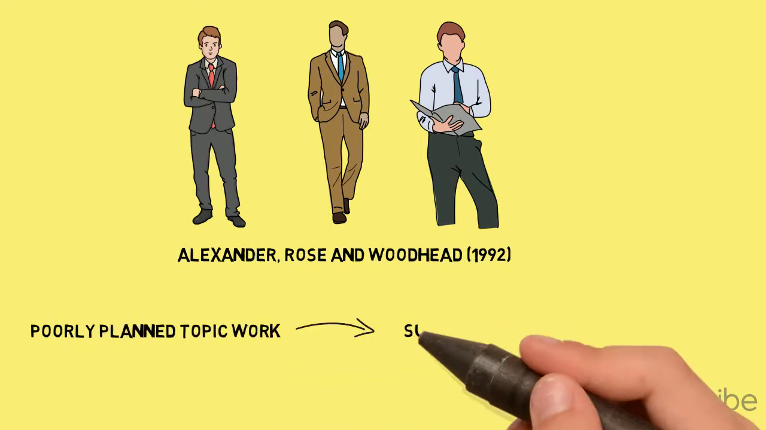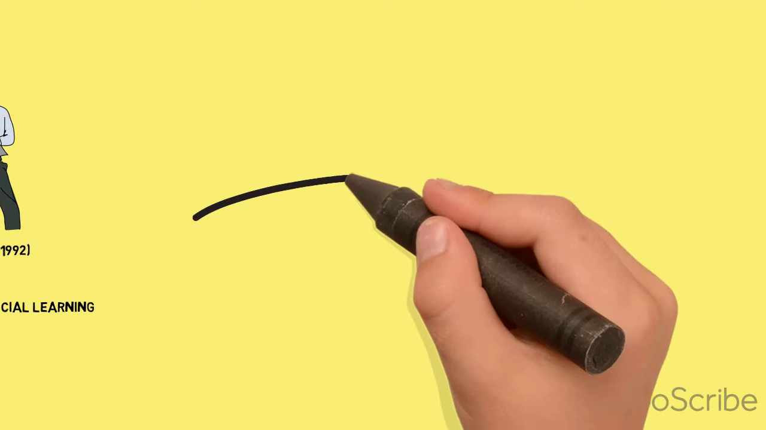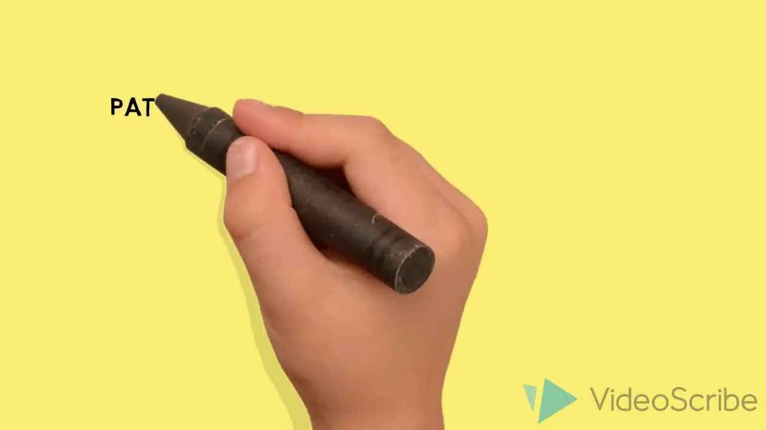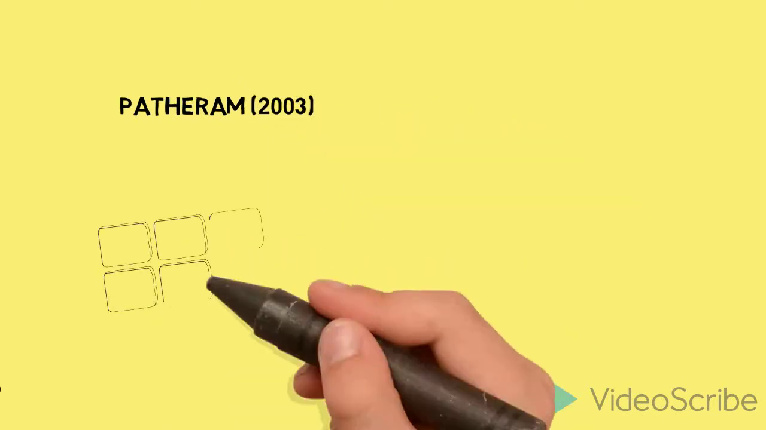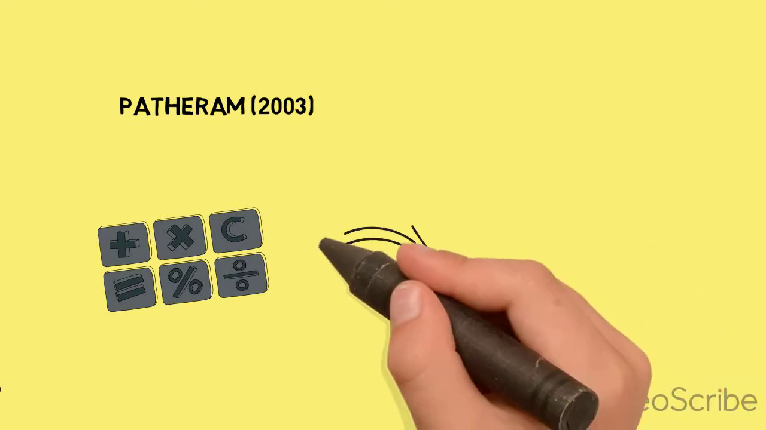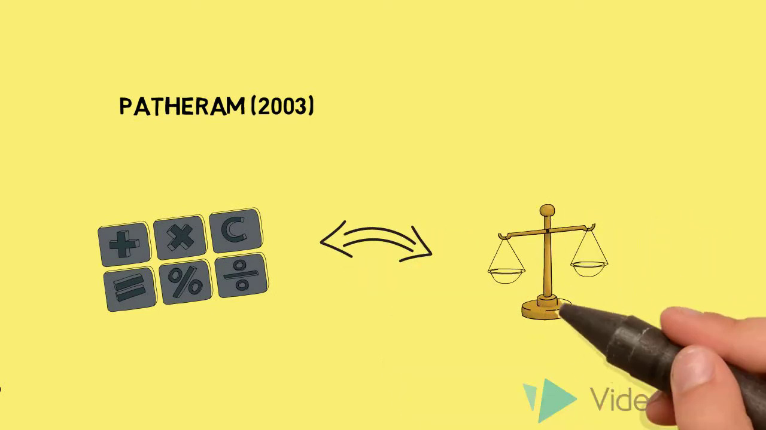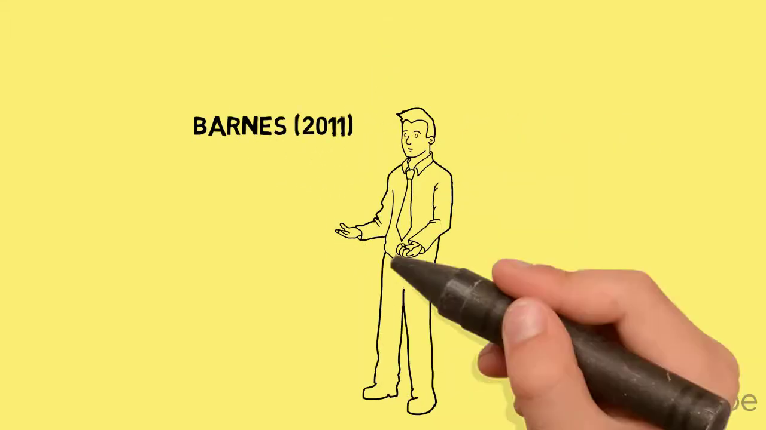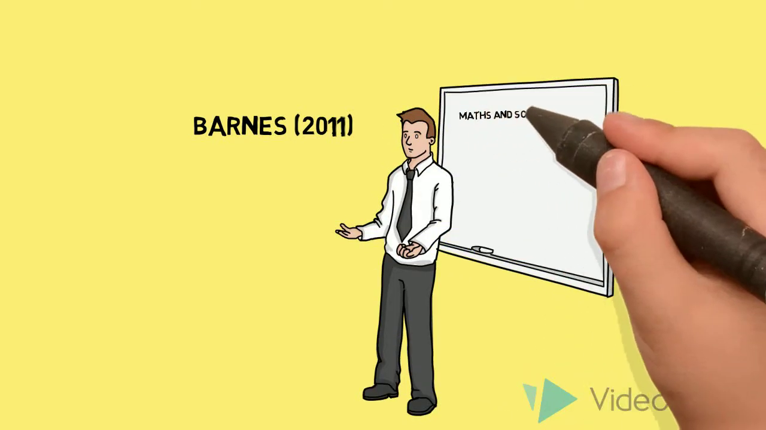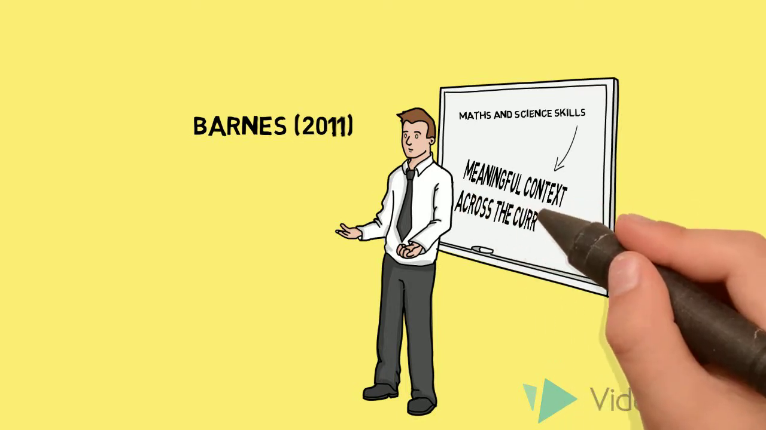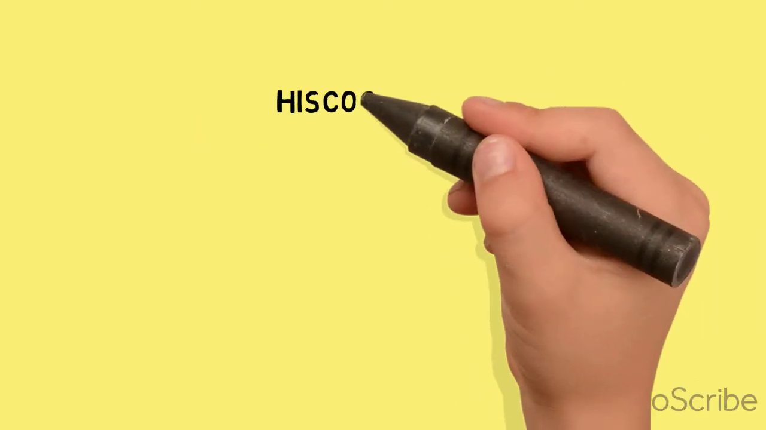Therefore, Brown 2003 suggests that by teaching each subject discreetly, it allows teachers to analyse their planning and it allows for subjects not to be overlooked. Patharam 2003 described how for children to be effective learners, they need to develop their mathematical and science skills in parallel. This is furthered by Barnes, who in 2011 suggested that mathematical and science skills can only be consolidated and enhanced when pupils have the opportunities to apply them within a meaningful context across the curriculum.